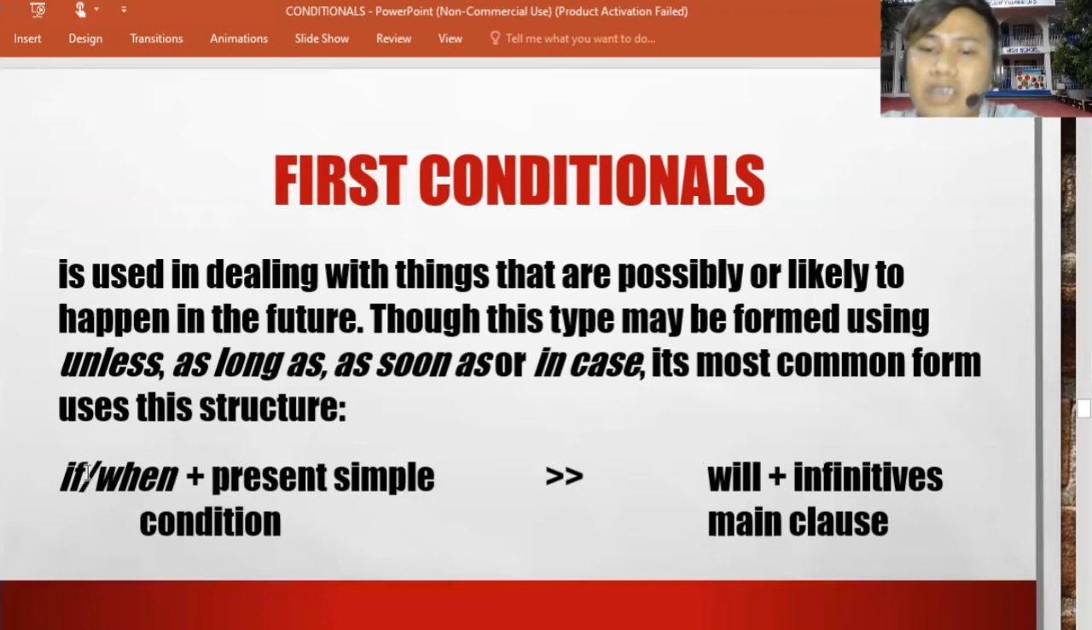So we have the if or when plus the present simple. Like what I have said, when we say present simple, it expresses present actions or conditions. So we are using the base form of the verb, plus a comma, and it is followed by will plus infinitive.